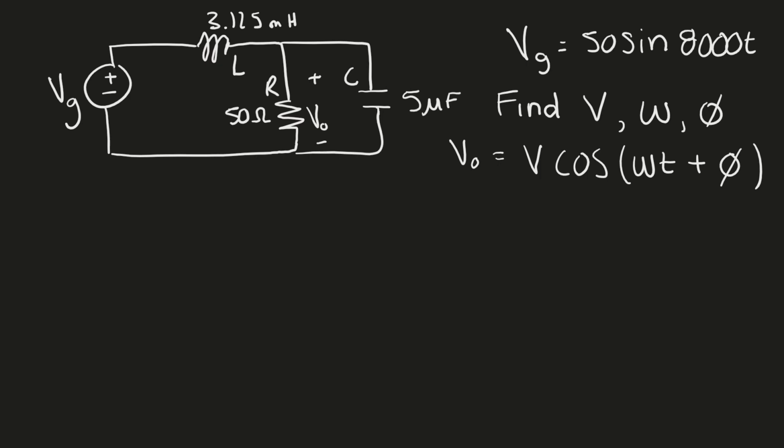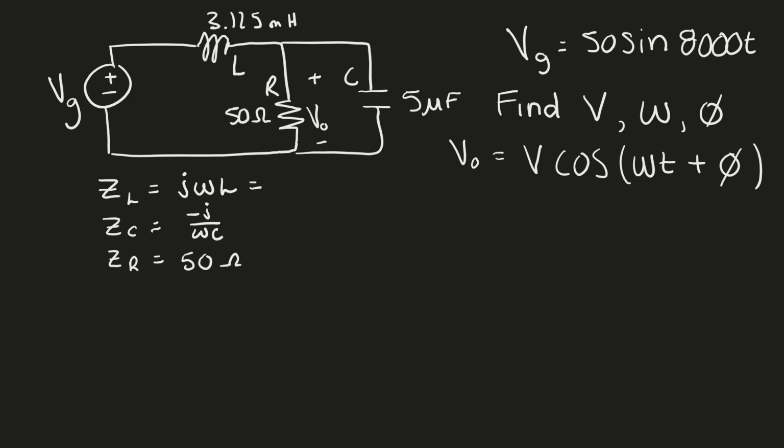Now the first step is we're going to convert everything into phasor form or phasor notation. And let's go ahead and do that by finding the impedance of the inductor and the impedance of the capacitor, and then the impedance of the resistor, which we know is just 50 ohms. The impedance of the inductor is defined by the formula J omega L, and the capacitor is negative J over omega C.